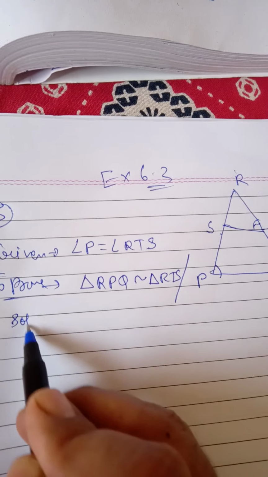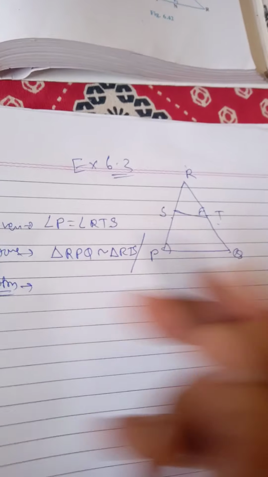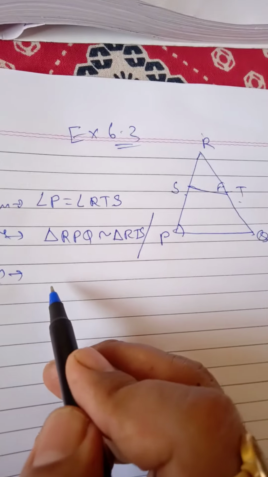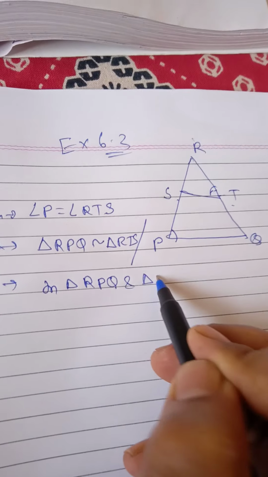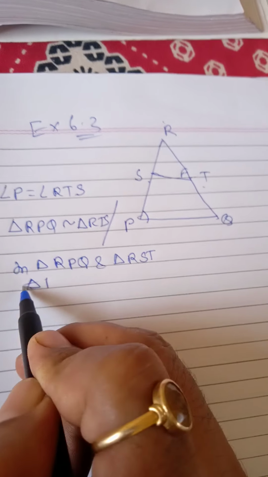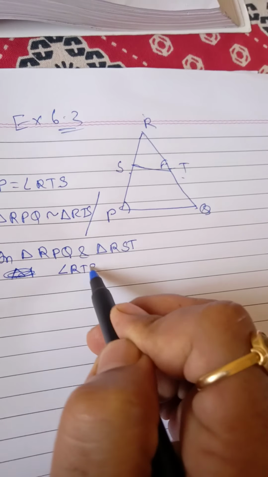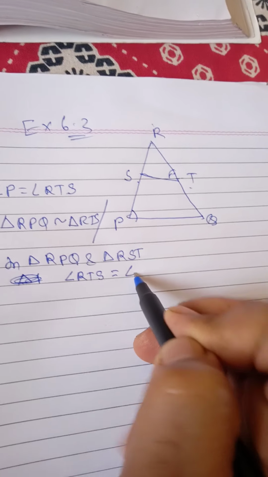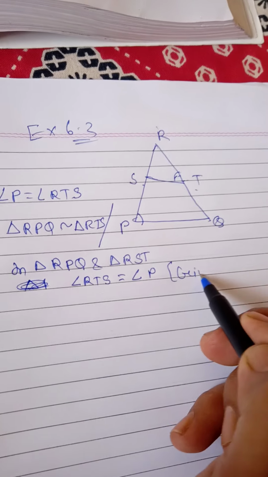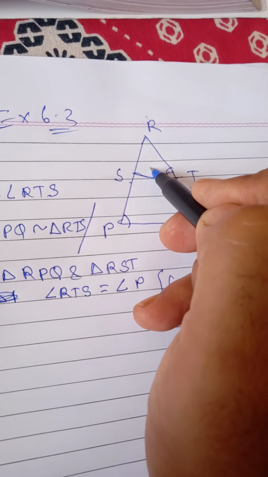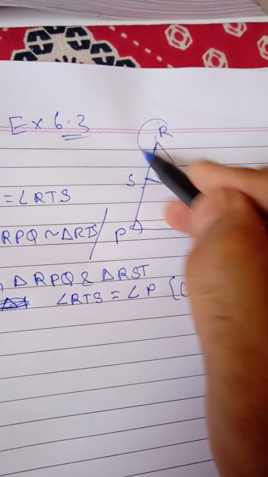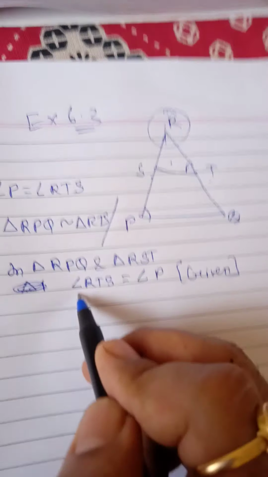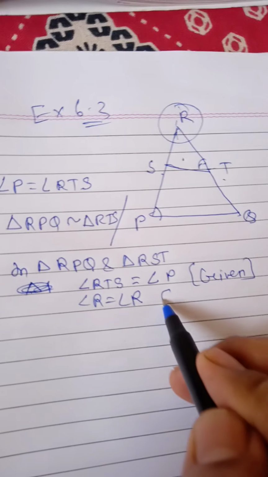Now we will write the solution here. In the solution, we'll simply select the triangles. In triangle RPQ and triangle RST, angle RTS is equal to angle P. Can you see? It is given in two triangles. Now for both the triangles, this triangle, that is the upper segment part, and the whole triangle, R is the common vertex. So I will write here angle R is equal to angle R, that is what? Common.